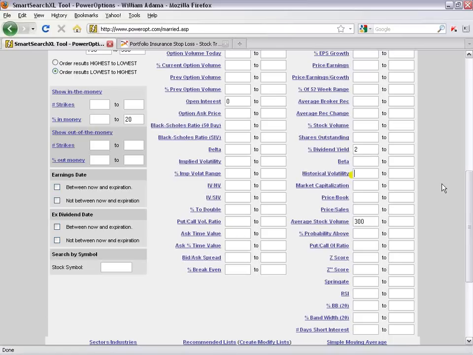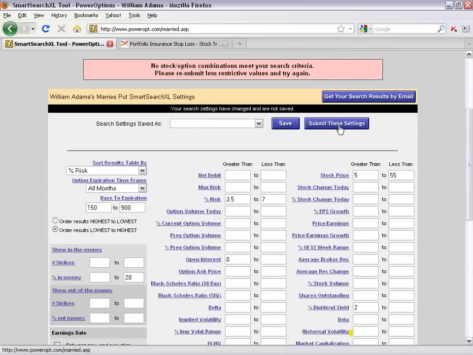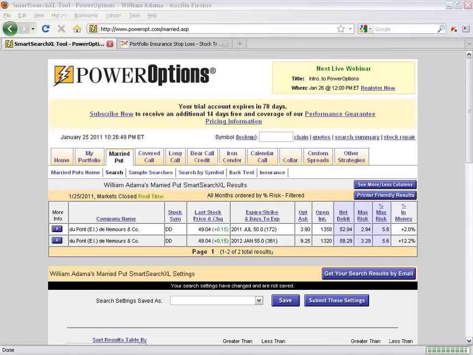All right, so let's take out the historical volatility field. We're just going to leave it blank. We're not going to restrict the historical volatility at all. Let's go ahead and submit the settings and see what we get now.